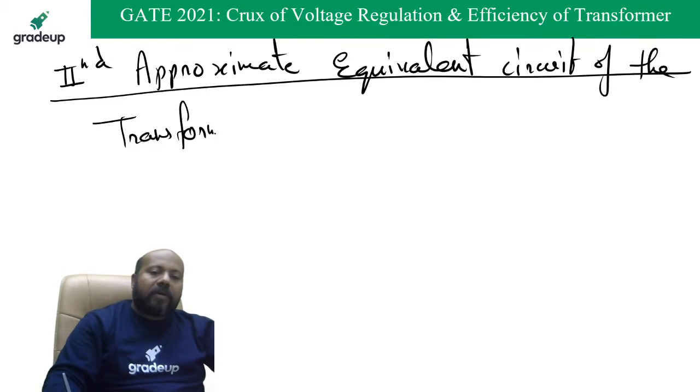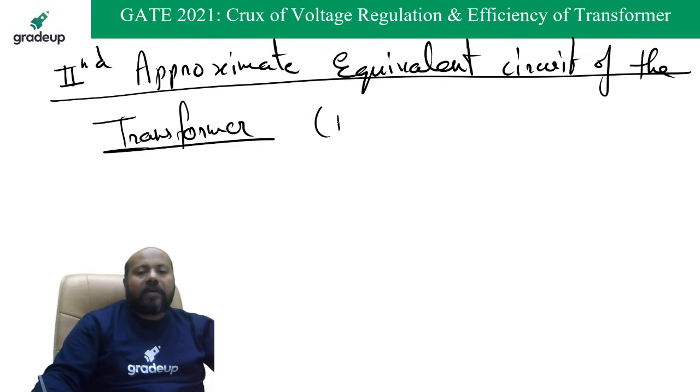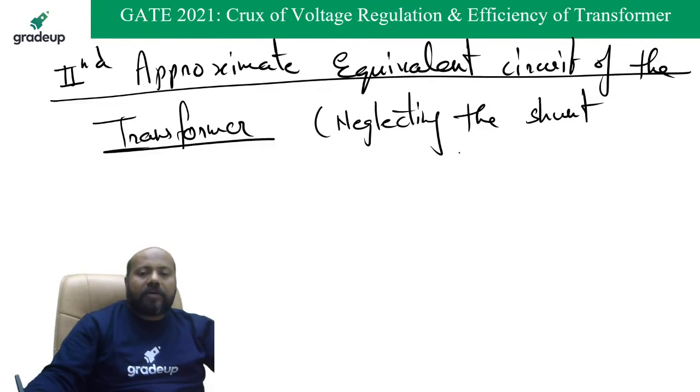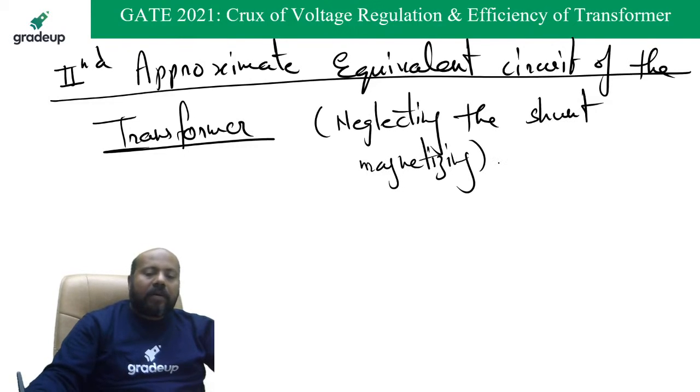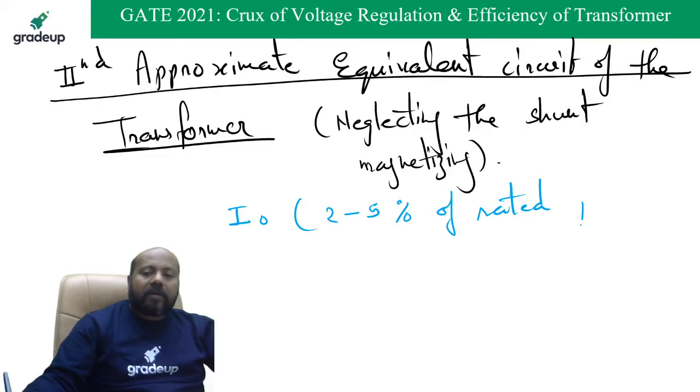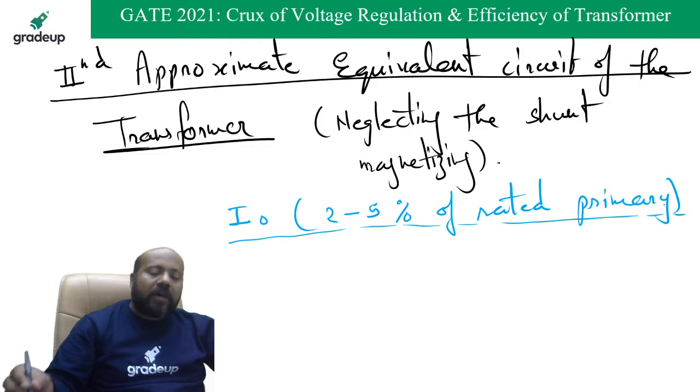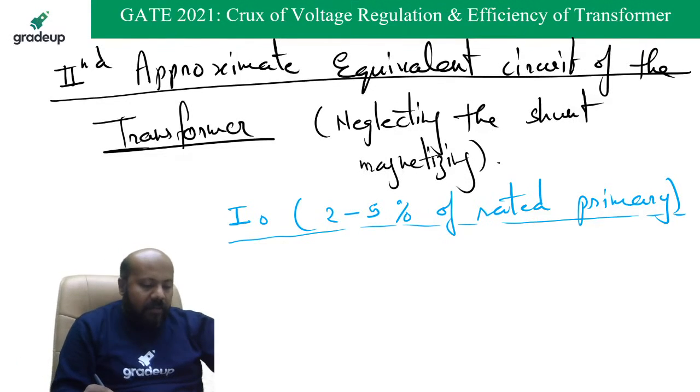What is the second approximate equivalent circuit of the transformer? Simply neglecting the shunt magnetizing branch. And this is going to be a very close approximation. Why? Because the I naught component of current is 2 to 5% of rated primary current. So there is no major discrepancy in the result.